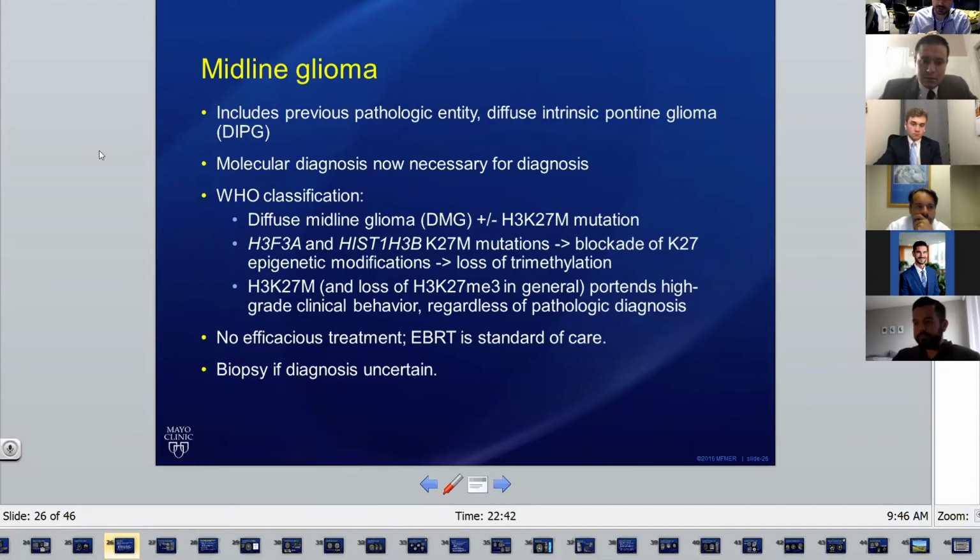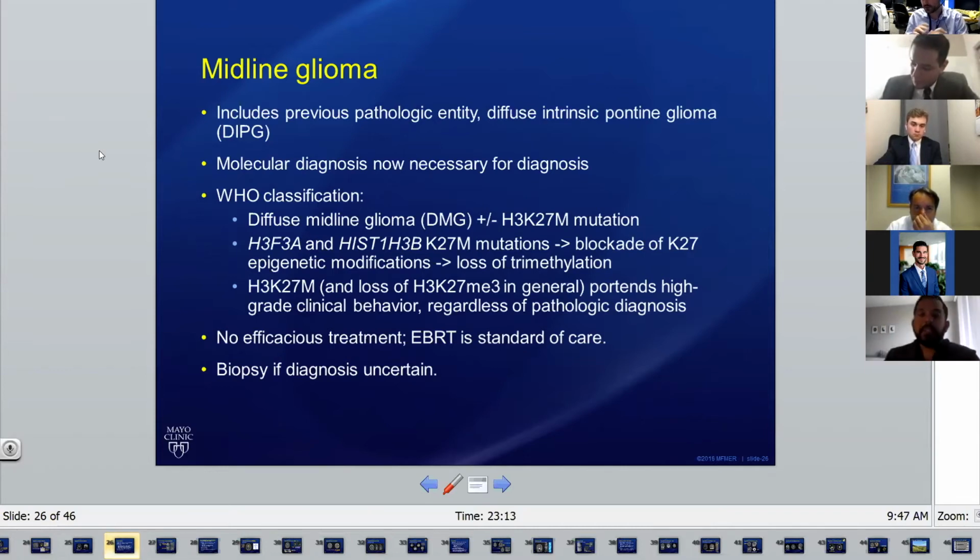This refers to mutations in one of several genes coding for histone subunits that block the ability of a lysine residue at position 27 to be amenable to epigenetic modifications, such as acetylation and methylation. The end result of this is that there is a complete loss of H3K27 trimethylation. And even when this mutation is absent, the absence of this methylation portends a poor prognosis. So this is very interesting from a molecular biologic standpoint, and it's clinically relevant nowadays.